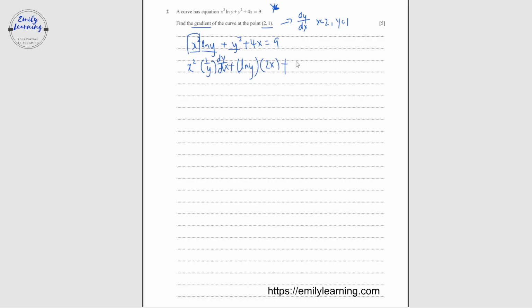Next, I differentiate y squared, which gives me 2y dy/dx. Essentially, if you are differentiating any variable that is not x, you will need to put in d variable over dx. Next, differentiating 4x gives me 4, and differentiating 9 gives me 0. So this is what I have now. I can simplify it if I want to, although you can just immediately substitute in x equals 2 and y equals 1 as well.